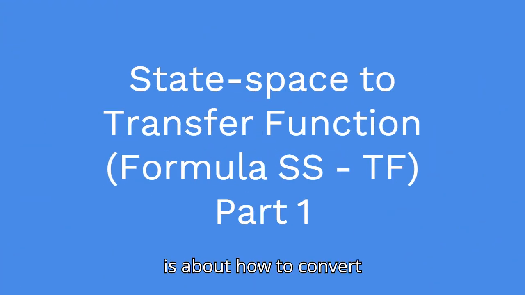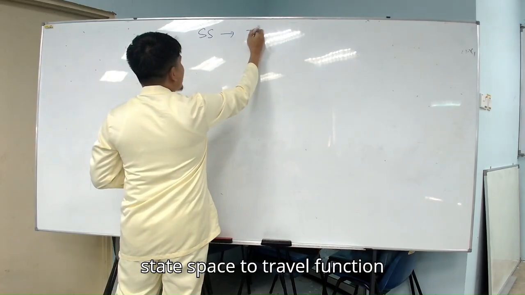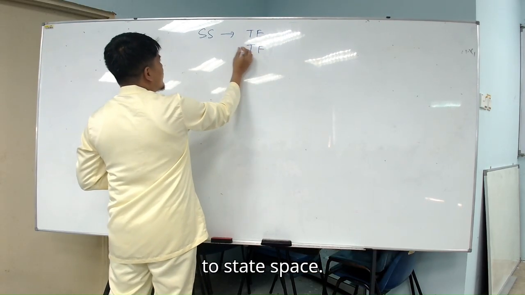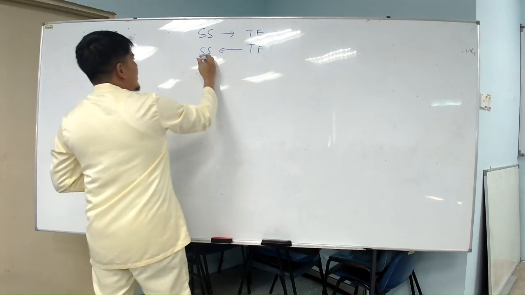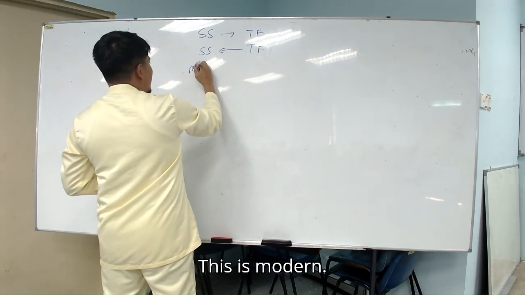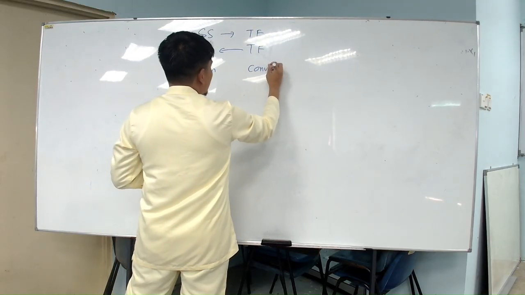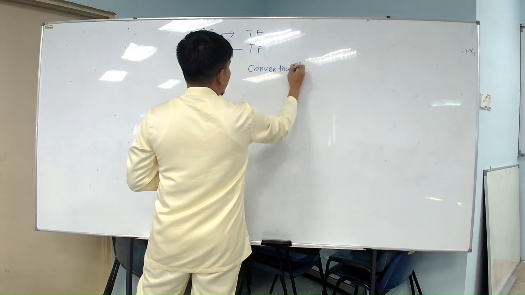This is about how to convert state space to transfer function, and also how to convert transfer function to state space. This is modern. This is conventional.